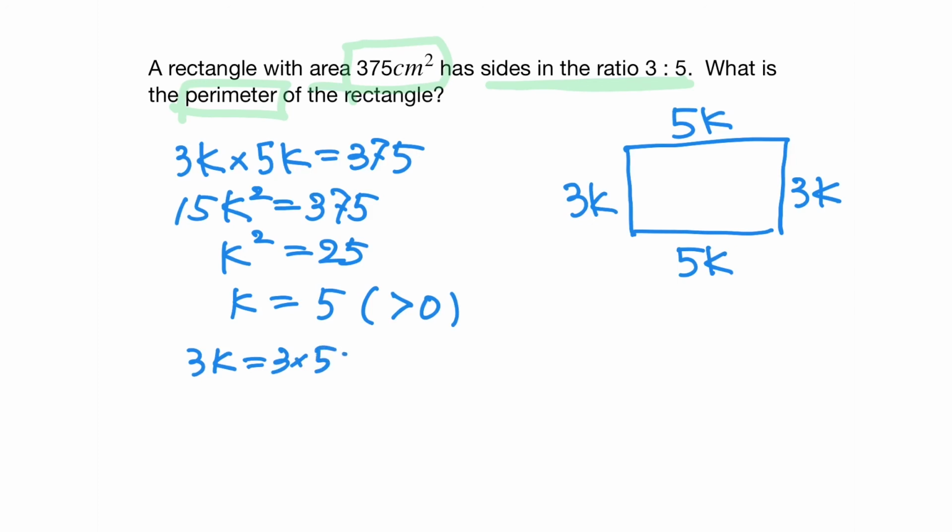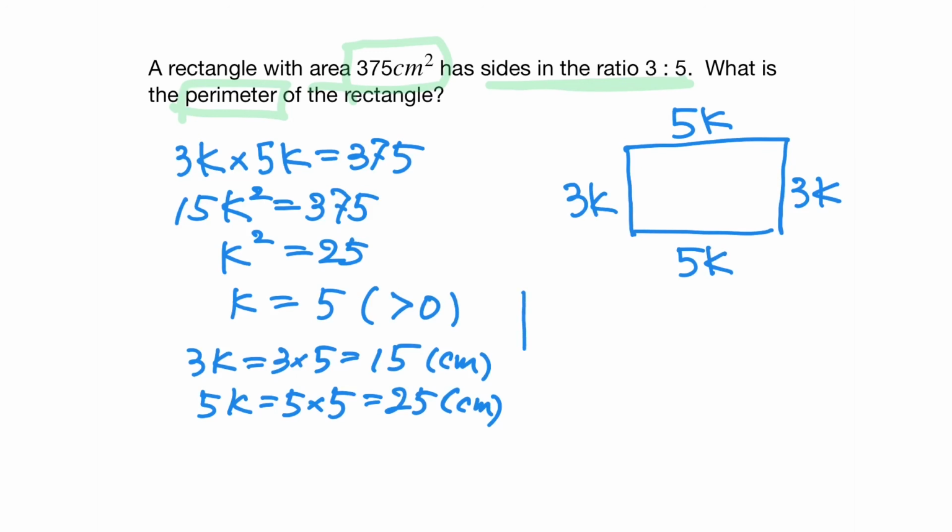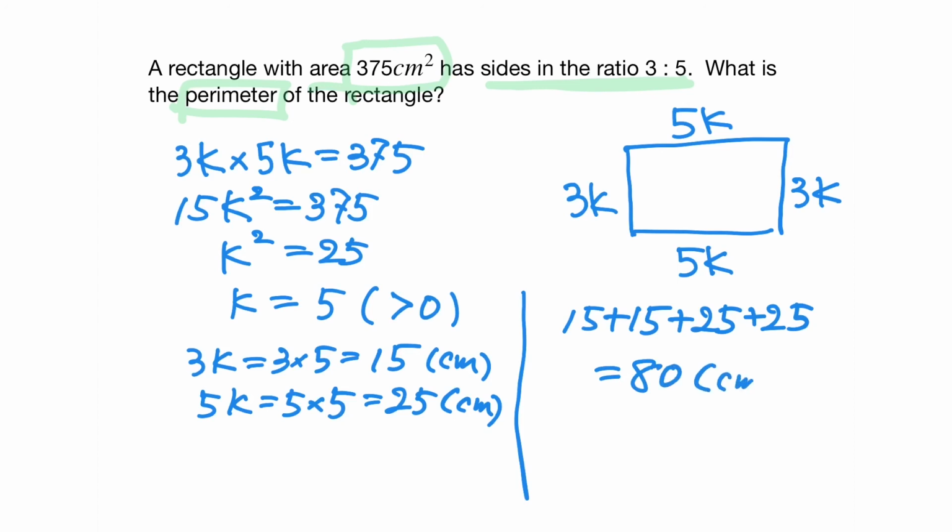3k is 3 times 5, 15 centimeters. And 5k is 5 times 5, 25 centimeters. The perimeter has 4 sides. So let's calculate the sum of the 4 sides. 15 plus 15 plus 25 plus 25 is 80 centimeters. This is the answer.